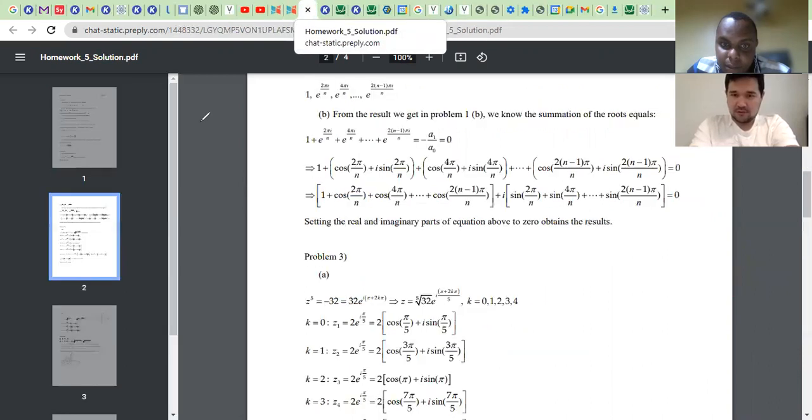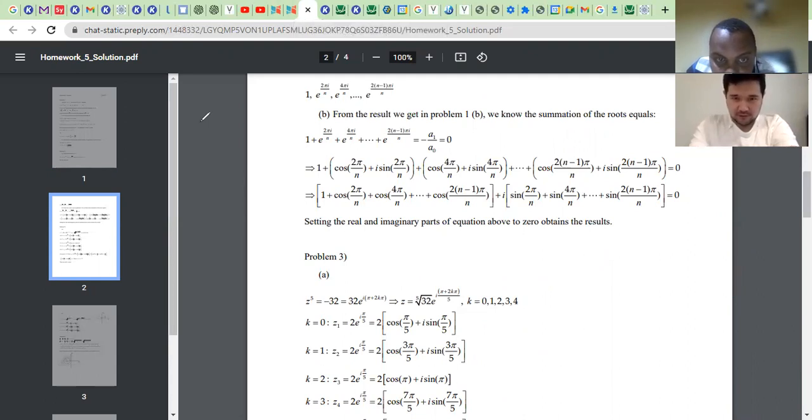Okay. Yeah. And you can see it's only 4, the same as you said. But he changed the sign. It's positive. I think it's just a mistake because it's supposed to be z^5 minus 32, not equal. I think it's just a small mistake.